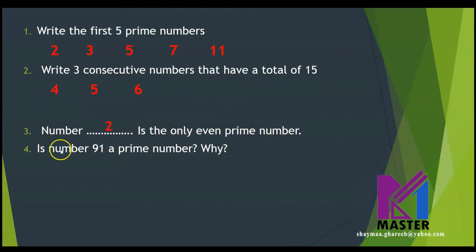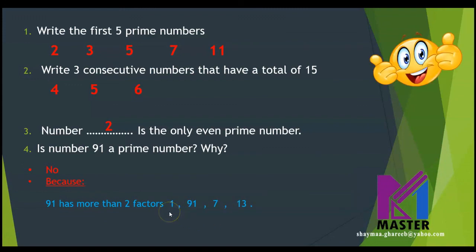What is the only even prime number? Number 2. Is number 91 a prime number? Why? Let's check. No, it's not a prime number. Why? Because it is divisible by 7. So, because it has more than two factors, which are 1 and 91, 7 and 13. And don't forget to mention that prime numbers have two factors only, 1 and the number itself.